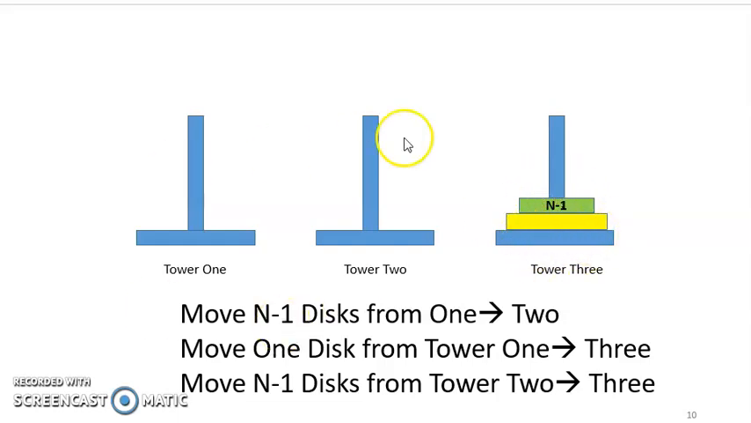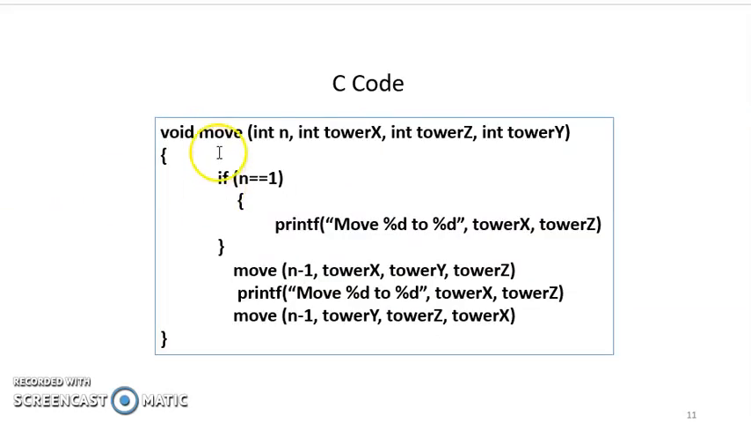Now what is the code of this problem? This n-1 can be recursively solved. So what is the C code of this problem? So void move, int n, int Tower x, int Tower z, int Tower y. So if there are n number of disks, let us say there are 3 disks, so move 3 disks from Tower x to Tower z, that is Tower 1 to Tower 3 using Tower 2.